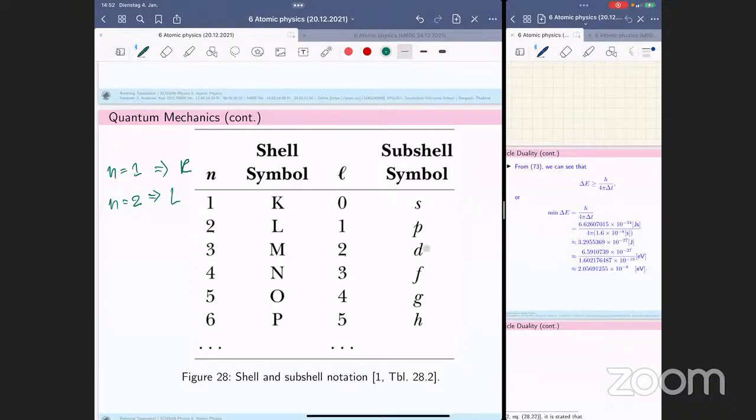Yeah, as you know, I didn't set up this configuration. s, p, d, f, g, h is the convention created by physicists. I'm not a physicist. I'm from the engineering branch, so I have no idea at all. They use the small letter to represent the subshell.